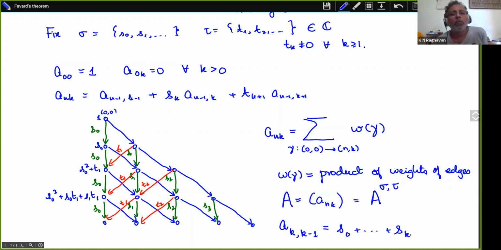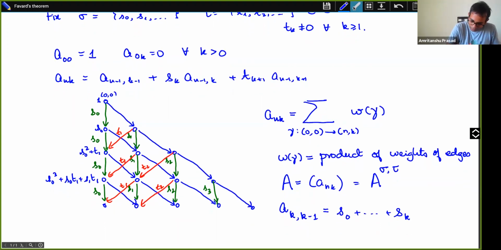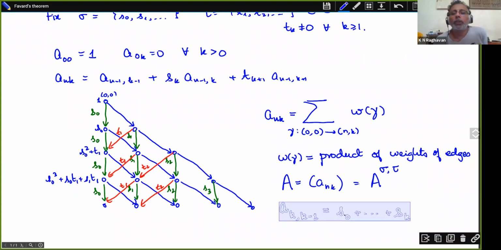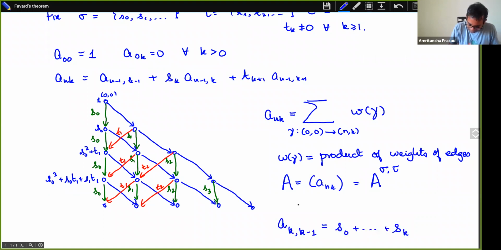Is there a T also? No, there is no T. Correct. So let me record this fact that A_{KK} is equal to 1. The diagonal entries of this matrix are 1. And just below the diagonal are these things. And from these, you can recover the S's.